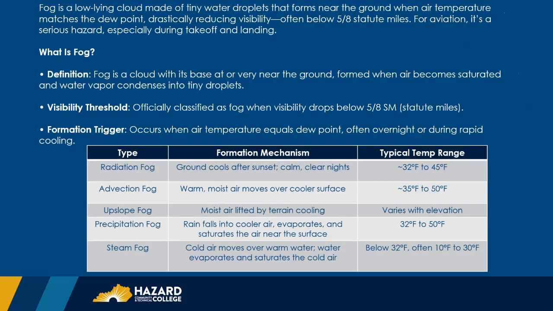Fog is a low-lying cloud made of tiny water droplets that forms near the ground when air temperature matches the dew point. It drastically reduces your visibility. It's a serious hazard in aviation, especially during takeoff and landing.